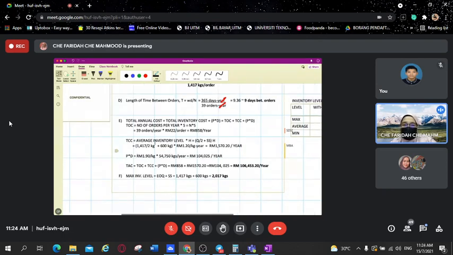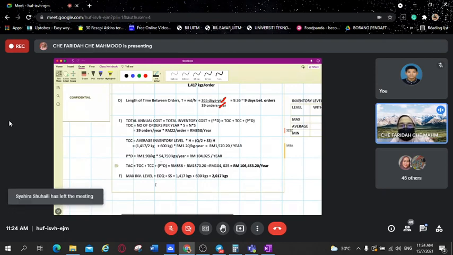Okay, insyaAllah you dapat. The same thing goes for this question, total carrying cost. Once you dah buat contoh, PD is the purchase cost given in the question just now, times the demand, the whole demand per year basis, then you will get the cost of purchasing. Then you add up, then you dapat total annual cost.